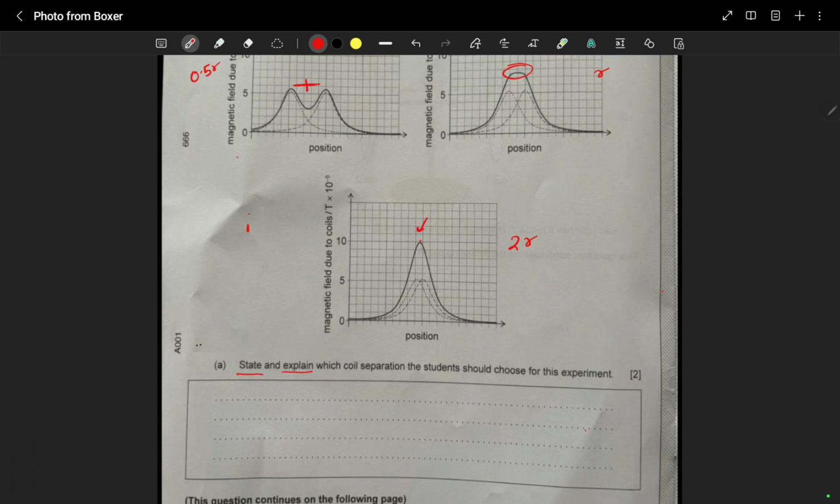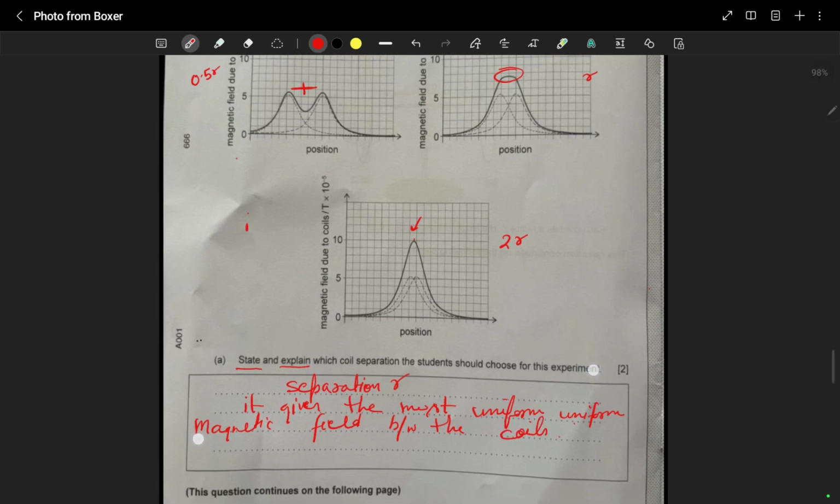So there are two command terms, state and explain. So you have to write that you're going to choose the separation r, and then you have to explain why also. So I'm going to go with the separation r. And why? Because it gives the most uniform magnetic field between the coils. That is important. Between the coils. Okay, we're done with this.